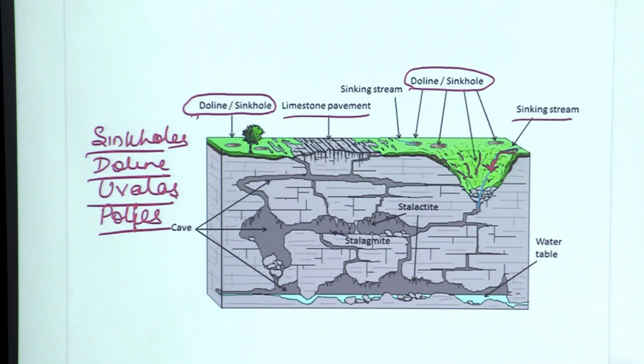These are basically variable-sized surface solutional hollows, and they can be arranged in terms of their size, in the sense that I can say a sinkhole is the smallest and poljes are the largest surface solutional hollows. And how do we distinguish them from the previous set of features, like lapies, or the features related to the development of clints and grikes?